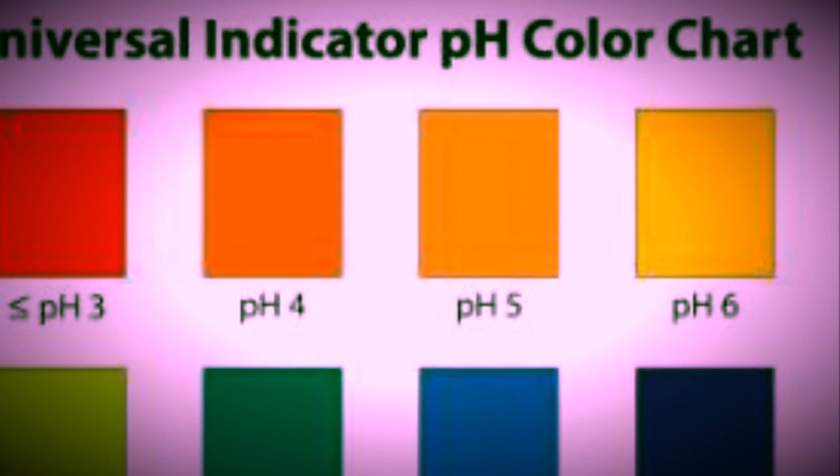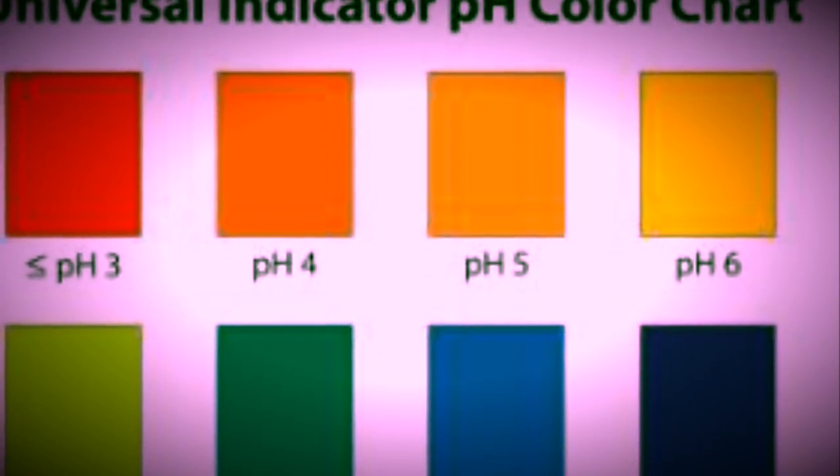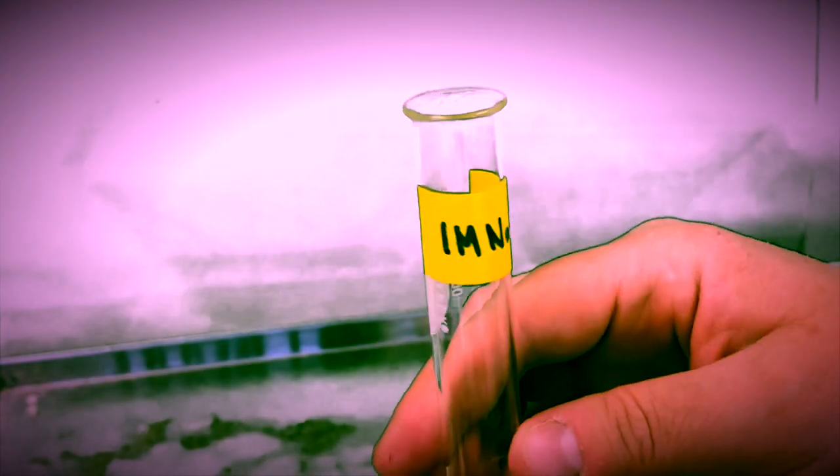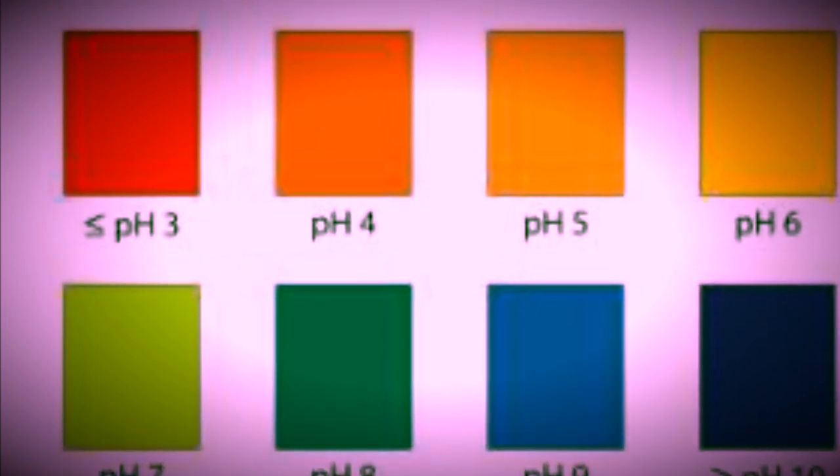When we add universal indicator to hydrochloric acid, or HCl, we can see that it turns red. This is because this chemical indicator changes with pH. Below pH 3, the indicator turns red, so we can infer that this acid has a pH lower than 3. When we add the same indicator to a known base, sodium hydroxide, it turns dark purple. Based on this indicator's properties, it tells us that the pH is greater than 10.